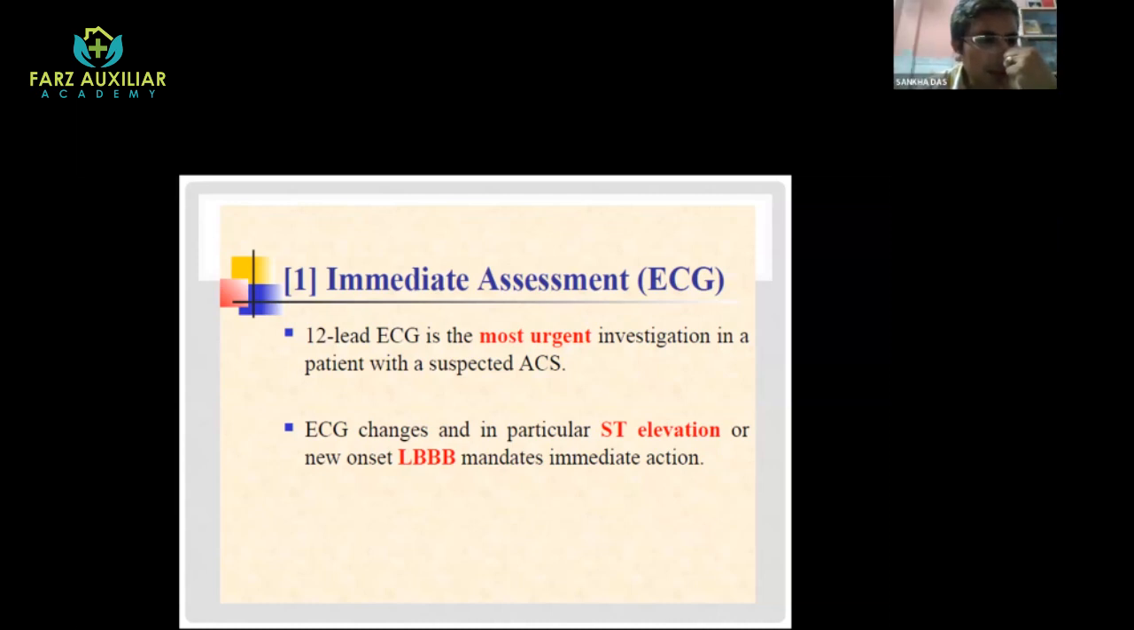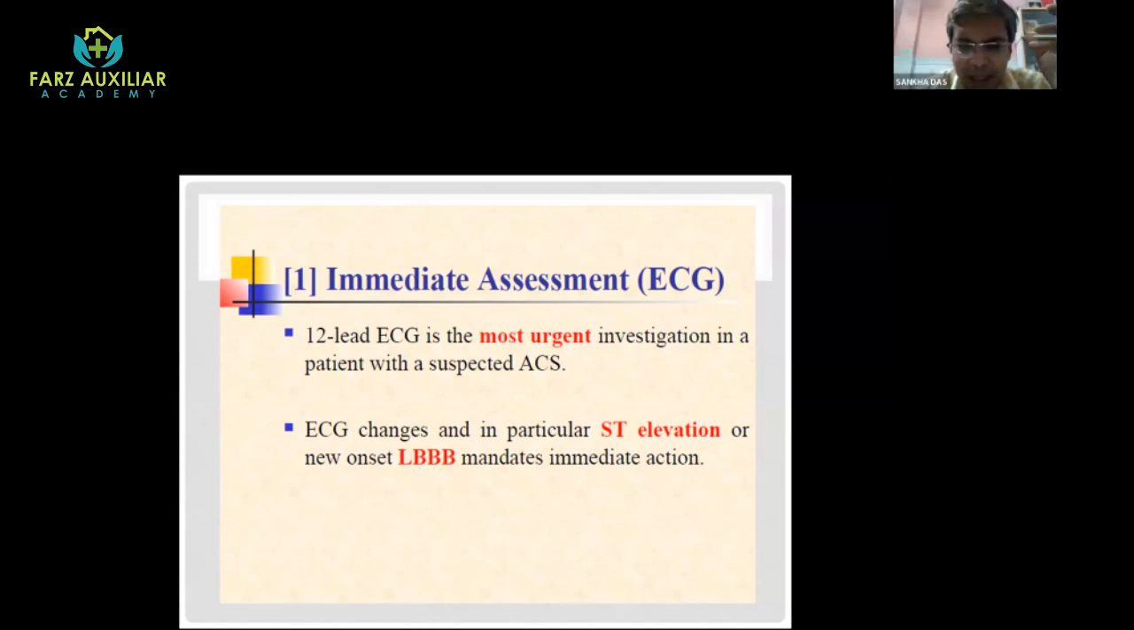If you want to make out the site of occlusion of the LAD, whether it is proximal to the septal or distal to the septal, you can make it out by V1, V2 involvement. If V1 is spared, then the occlusion is distal to the septal. If V1 is involved, then the occlusion is proximal to the septal. Okay, sir. Okay, thank you.